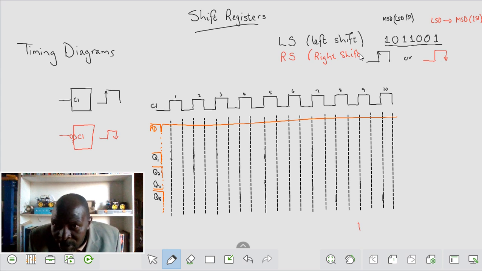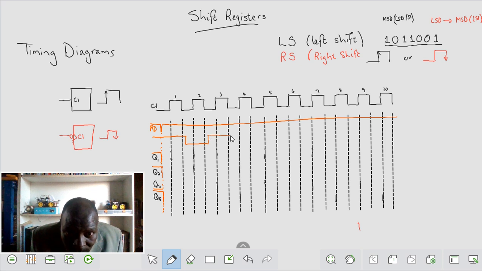So when you are shifting right, we start with the LSD and we follow all the way up to the MSD. So with this one here, our first clock will see a 1, the second one will see a 0. I'm making sure that my trailing edge sees what I need to see. So I need to see a 1 first, I need to see a 0 next, I need to see a 1.